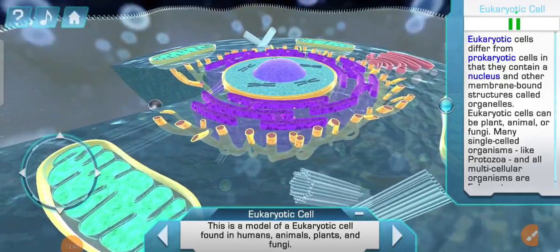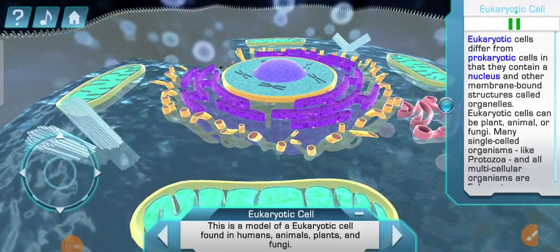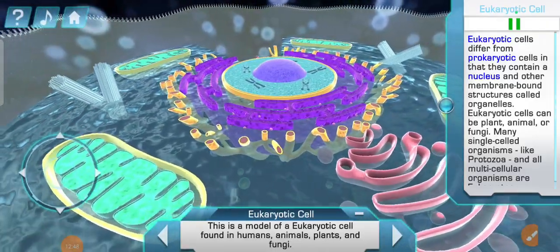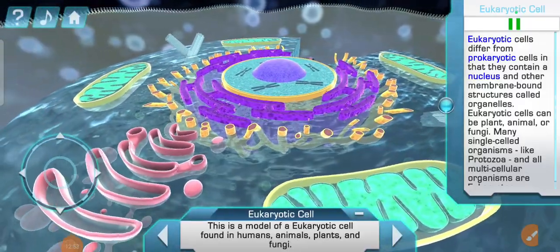This is a eukaryotic cell. We discussed each and every organelle of the eukaryotic cell. This will prove helpful to you and boost your preparation.